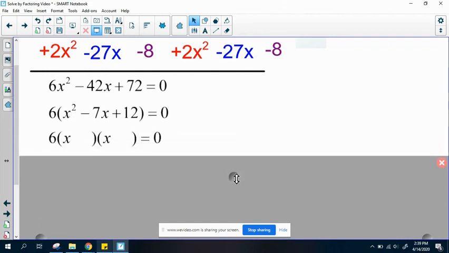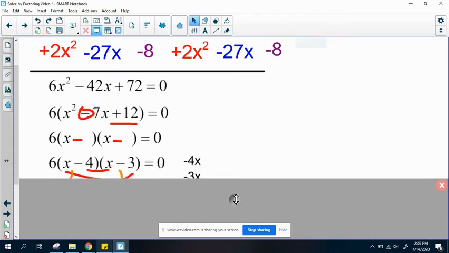So now the 6 is just going to stay out front, and I'm trying to get x squared, so it's got to be x times x. Notice my last term is positive, which means my symbols are going to be the same. So I know that both of my symbols are going to be a minus minus. Because this is positive, my symbols have to be the same. Because this is negative, they're both negative.